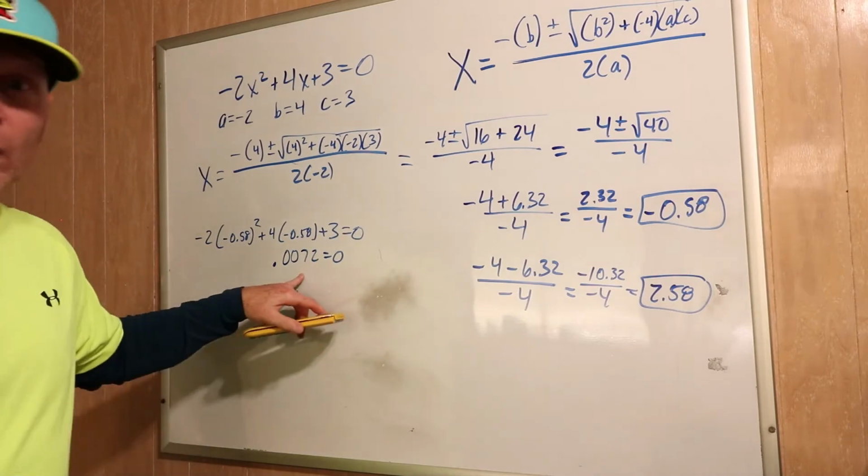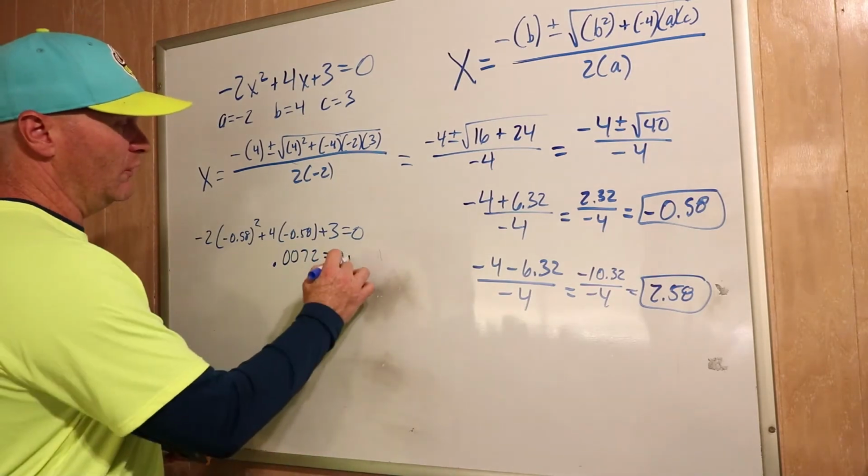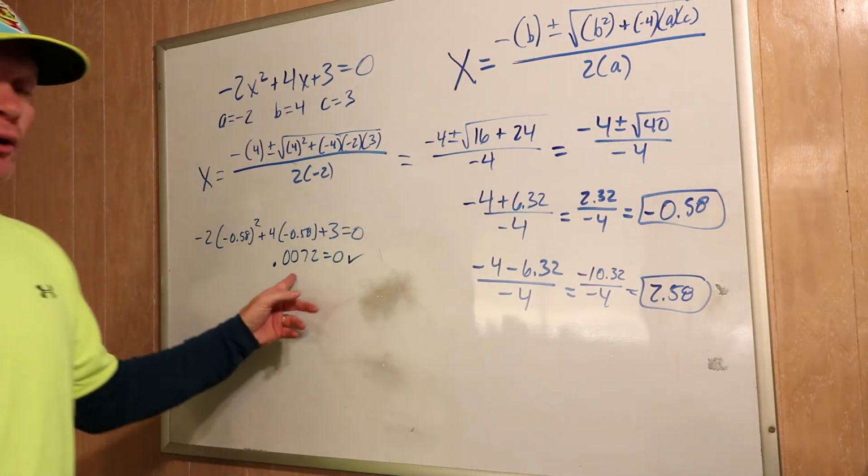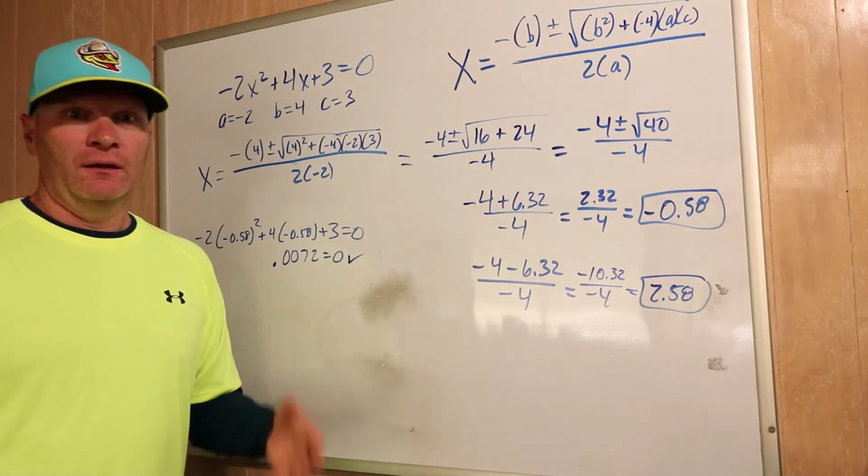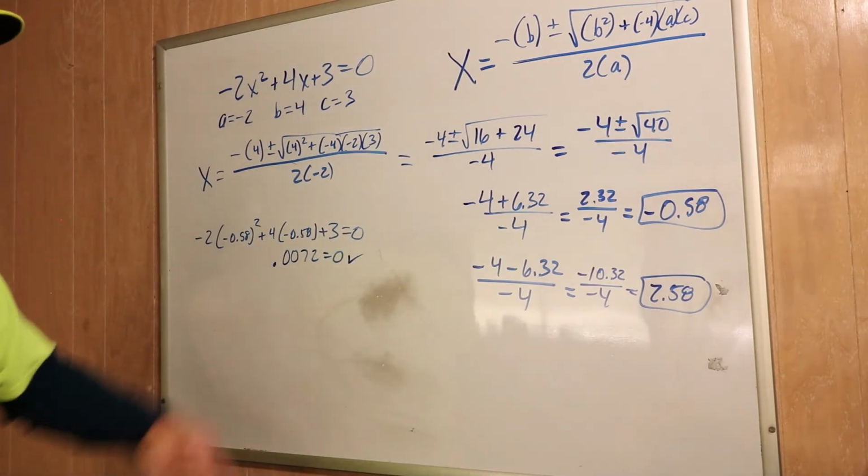Okay, that is really close to 0, right? So that one pretty much checks out. If we got like 1 point something here, then we should be suspicious. This is really close to 0.